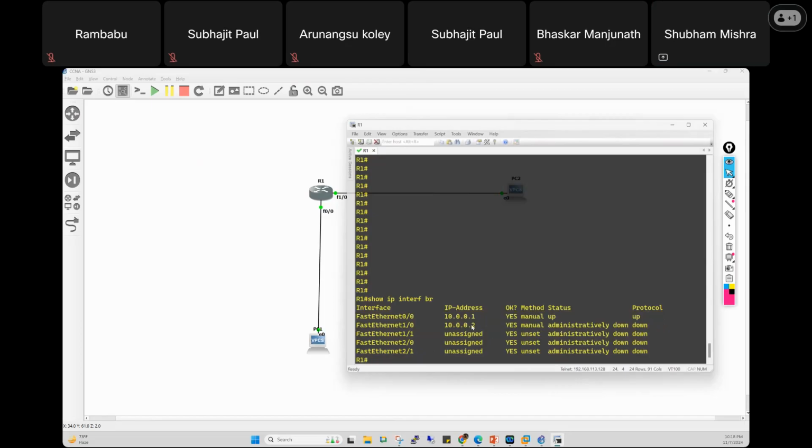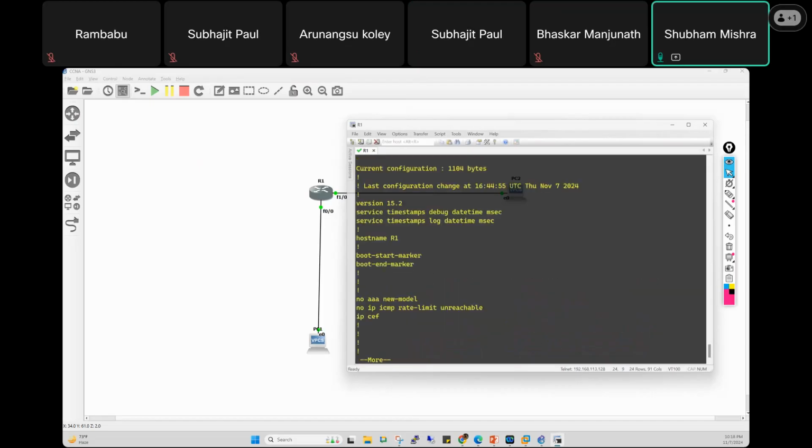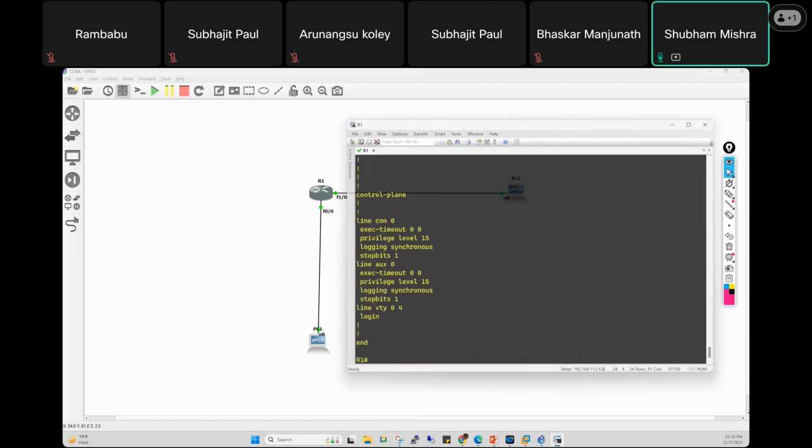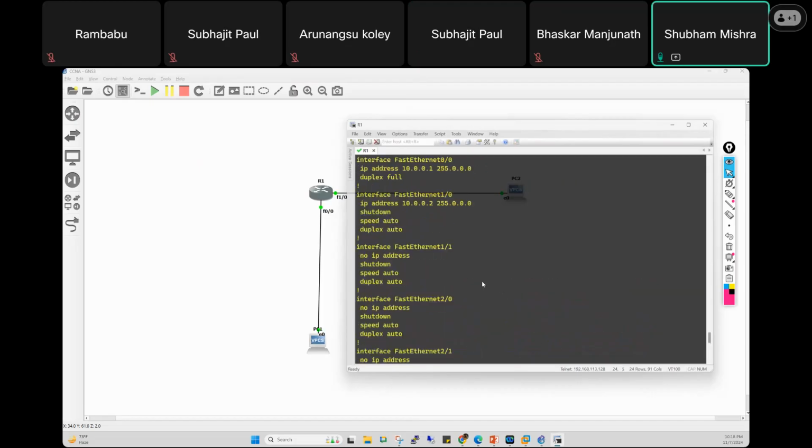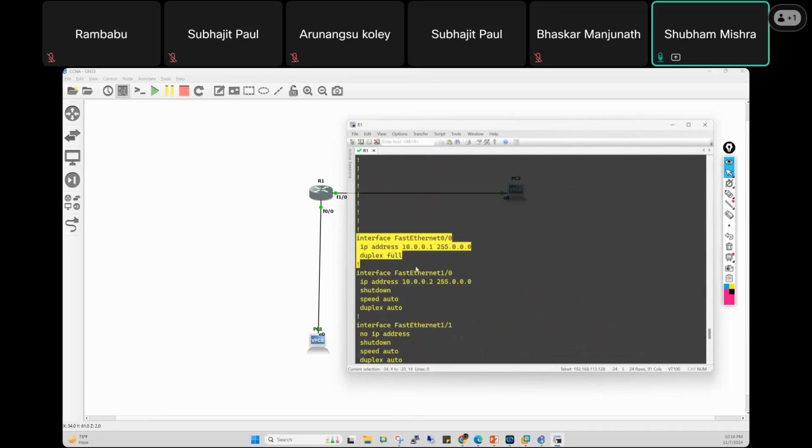So this is, generally, privilege mode. What can we do here? Generally, we are checking the configuration of the device. For example, if I write show running configuration, I will be able to see everything that I configured here. See, I configured the IP address, everything here.